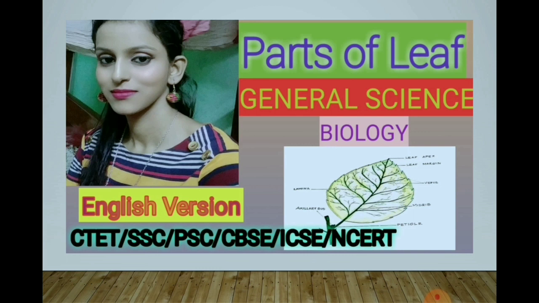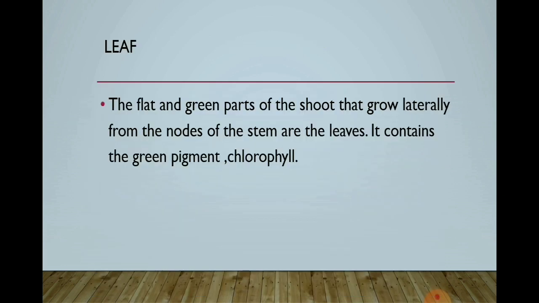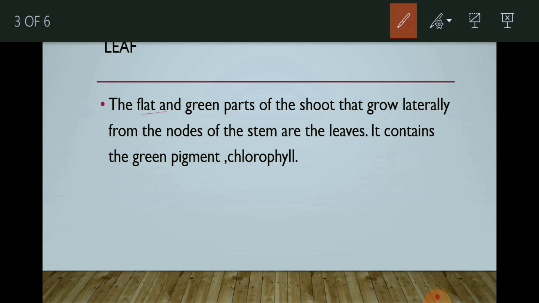So just see the picture over here. This is the picture of the parts of a leaf. So what is a leaf, basically? I will explain the diagram, but let me first tell you the definition of a leaf. A leaf is actually the flat and green part of the shoot.